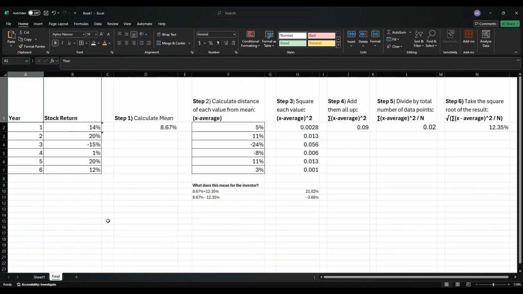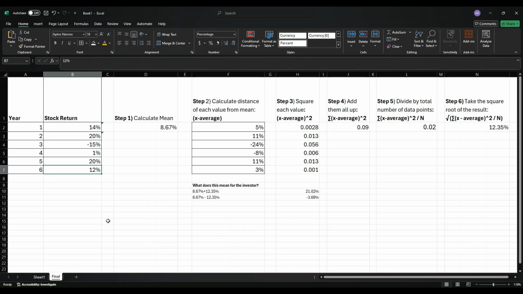Now we move on to our example, which is based on stocks. We have a stock, and for that stock, we have 6 years worth of returns. In the first year, we got 14, in the second, 20, in the third year, negative 15. And now we want to see how much our returns vary from the mean.